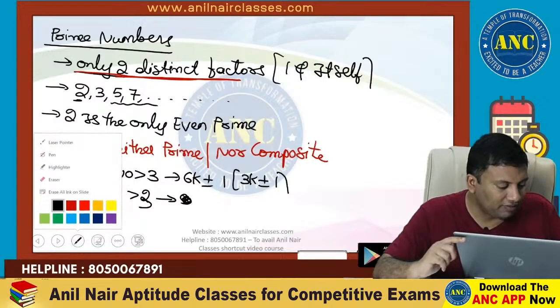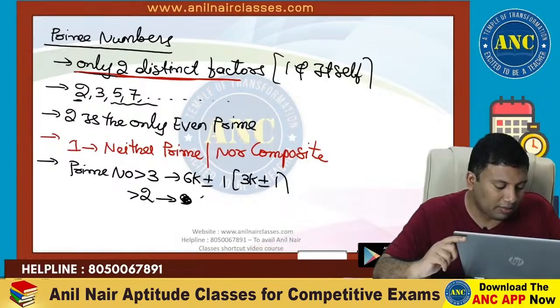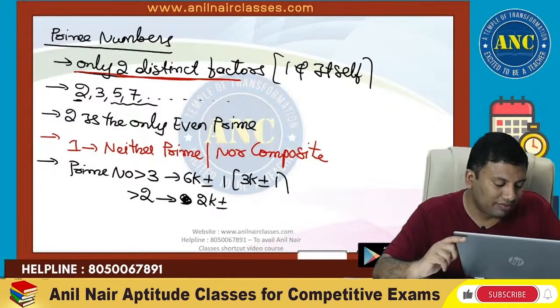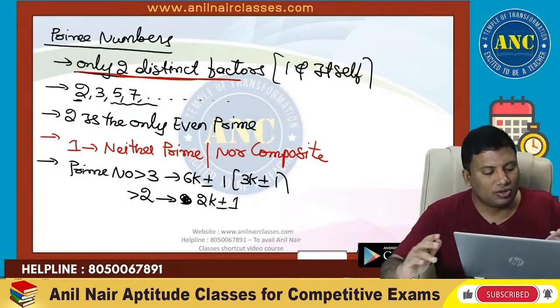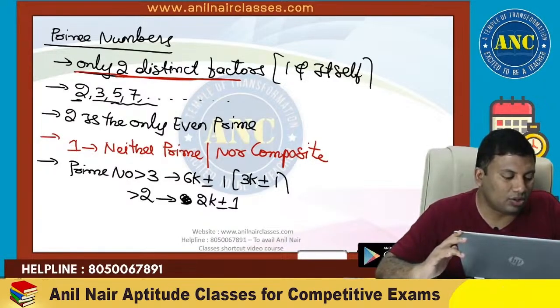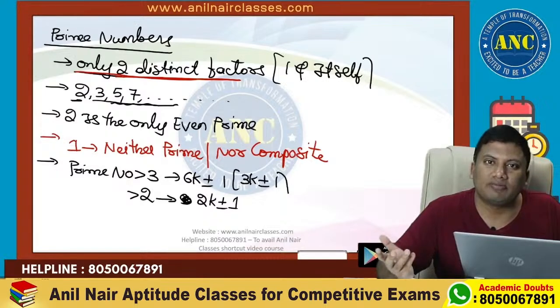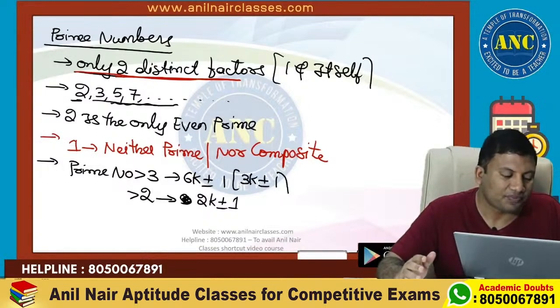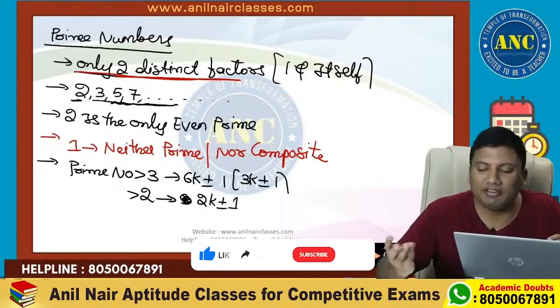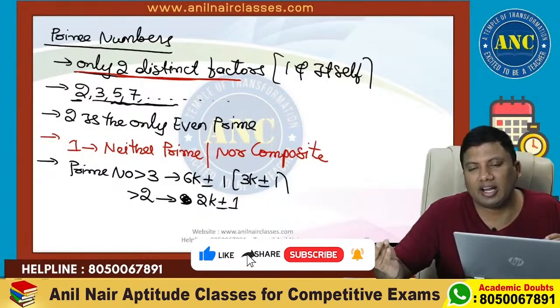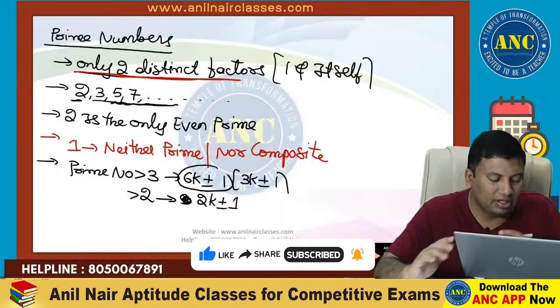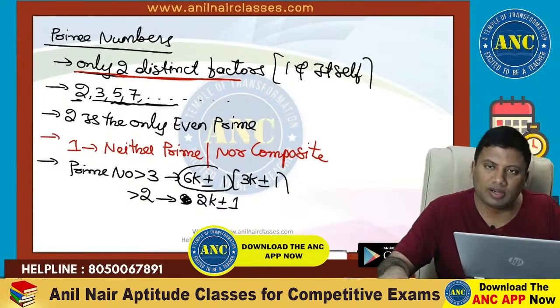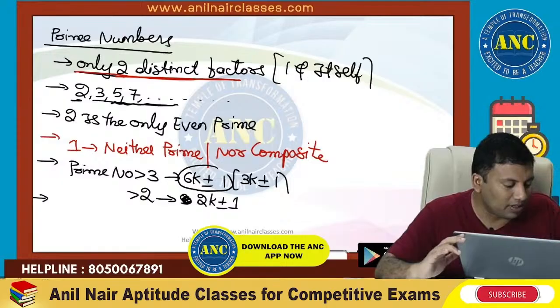Any prime number greater than 2 is an odd number. An odd number can also be of the form 2k plus or minus 1 and 3k plus or minus 1. Any prime number greater than 3, such as 5, 7, 11, 13, 17, 19, is of the form 3k plus or minus 1. So, in general, we will use 6k plus or minus 1.